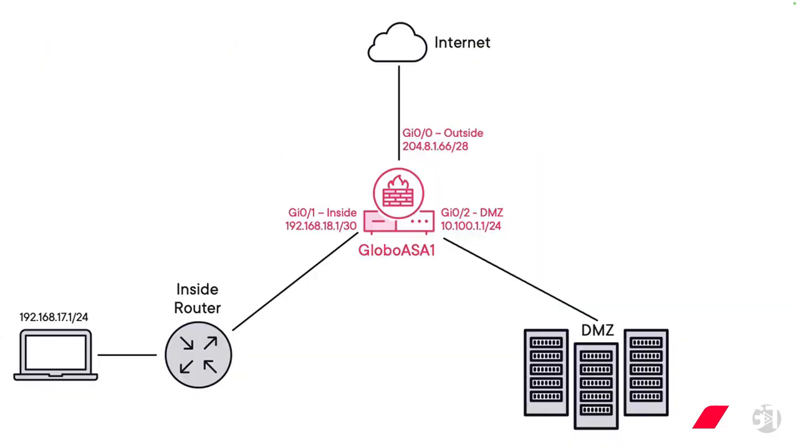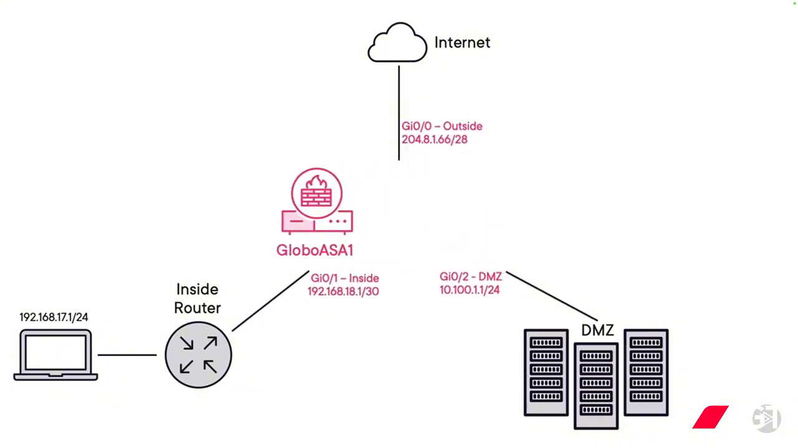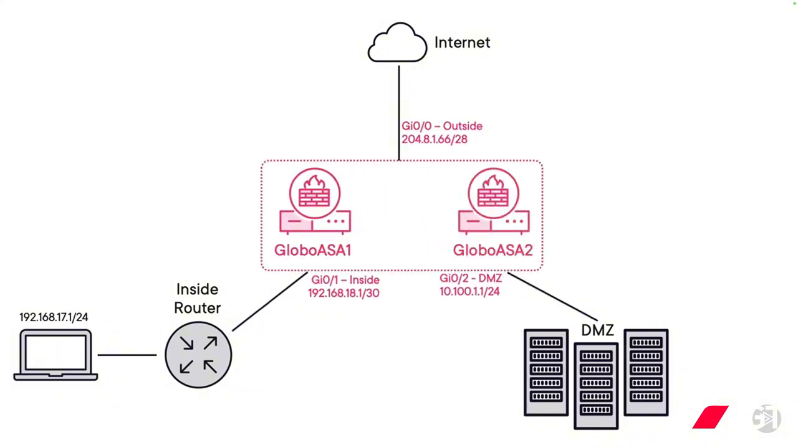So for my lab, I'm going to configure active standby as it is one of the most common HA deployments. The only changes needed for the network diagram is to add the secondary ASA. So now let's take a look at those 2 ASAs as a single logical ASA.